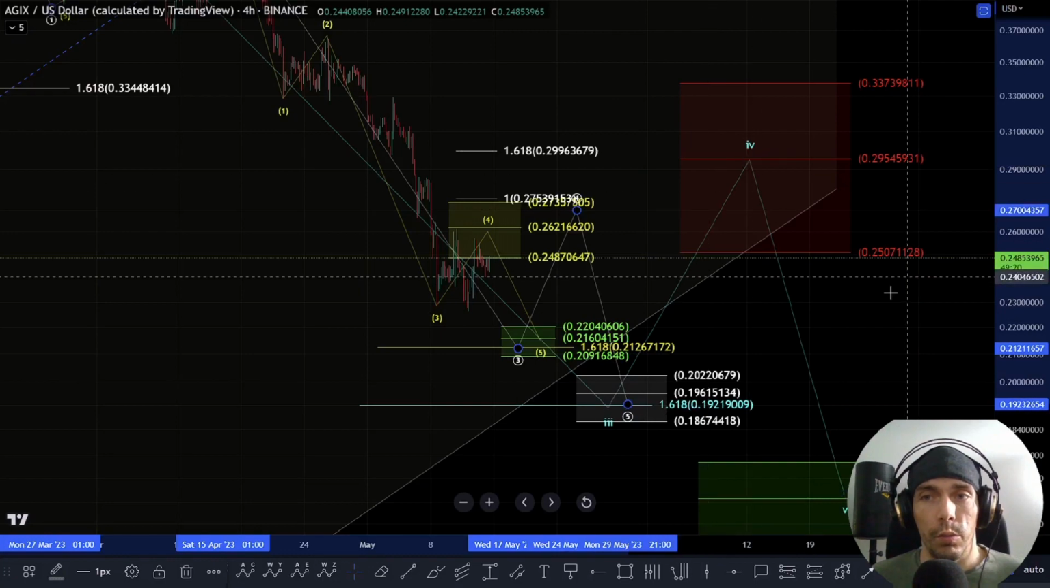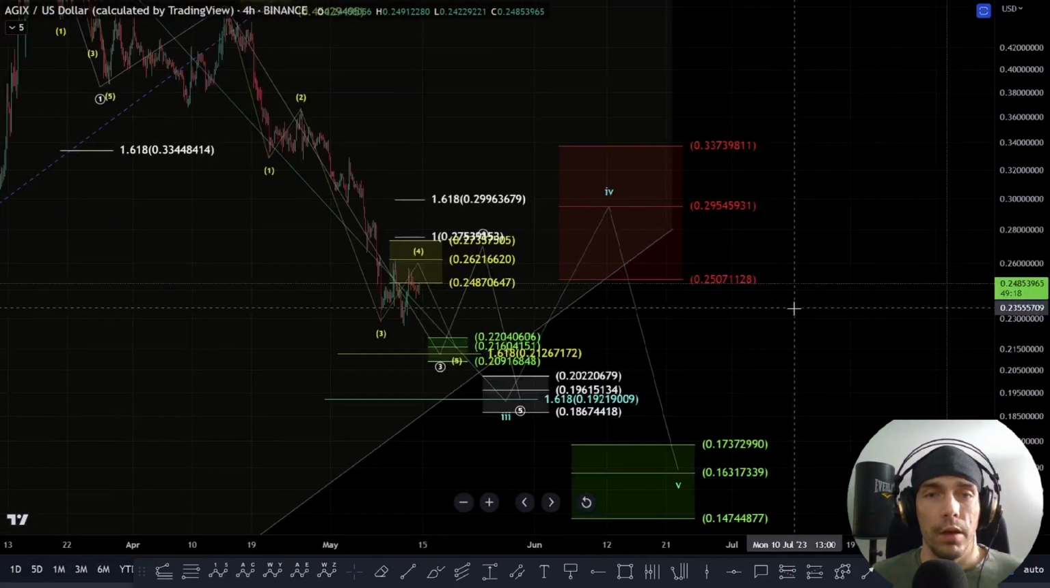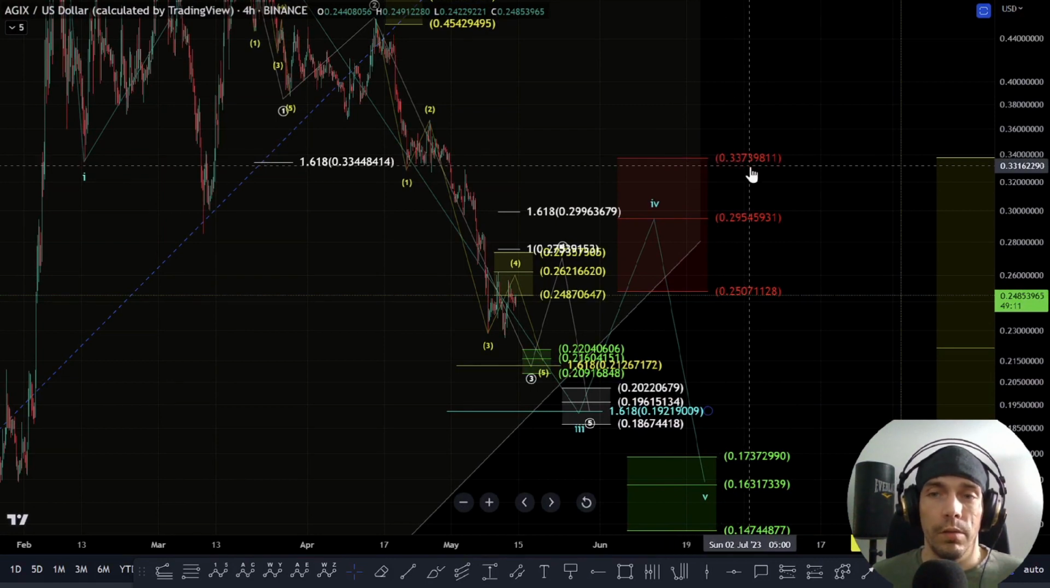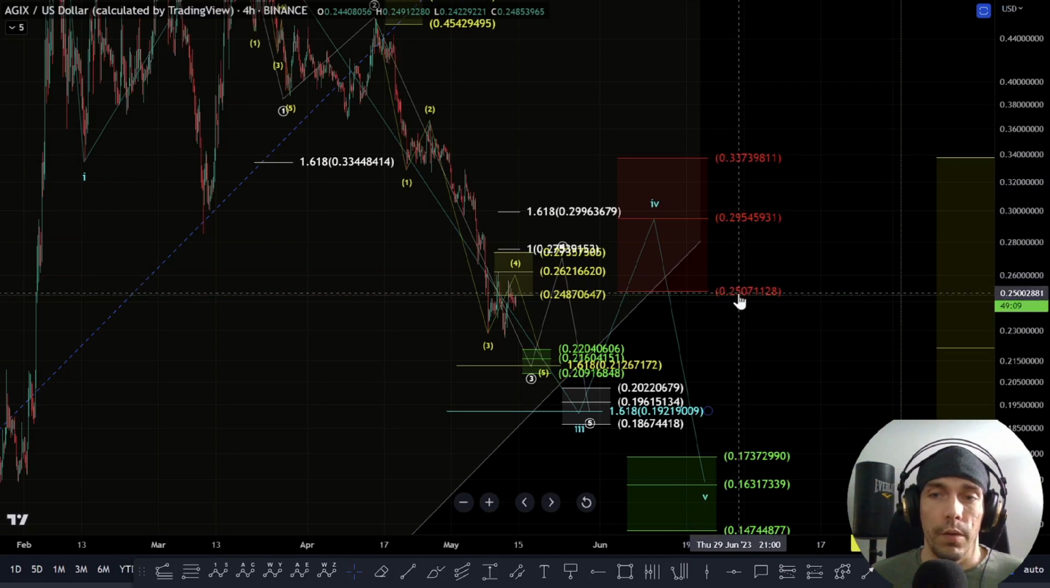Now, this blue fourth wave, technically speaking, could move up as high as this 3373 to this 2507.